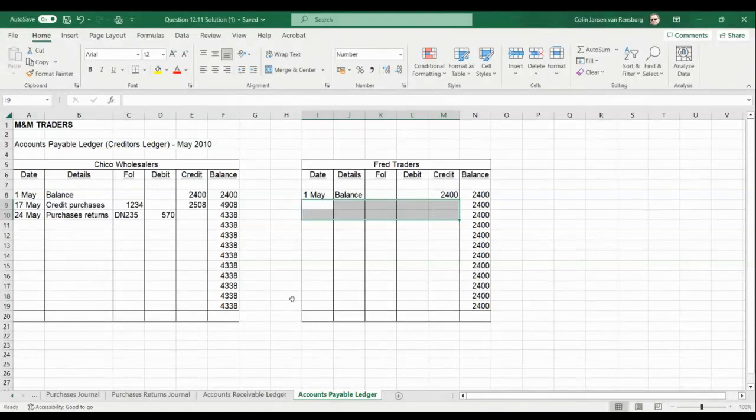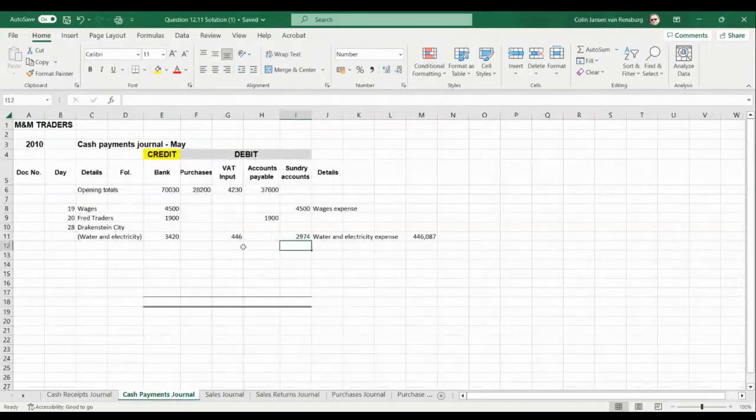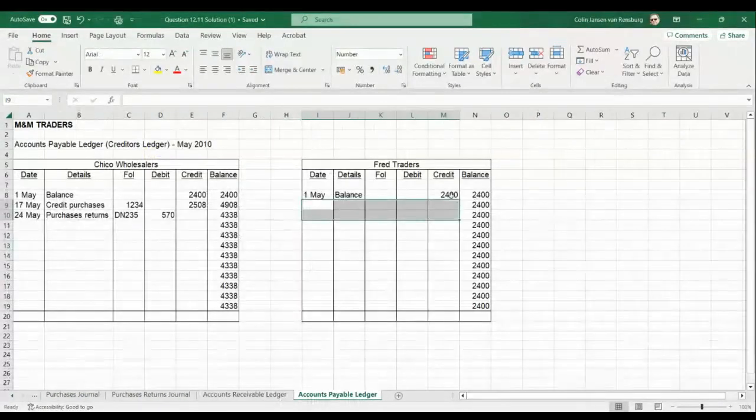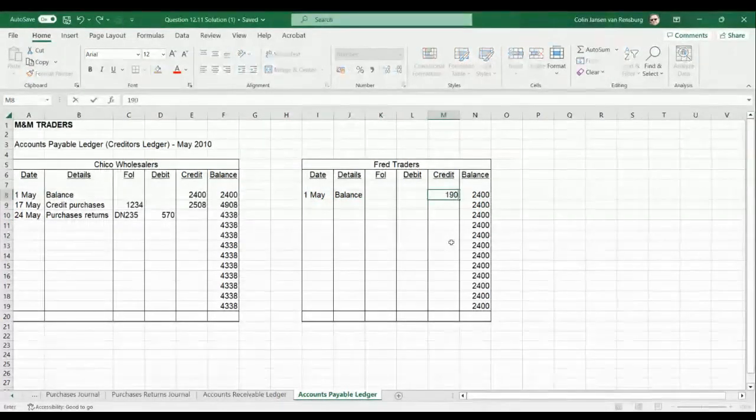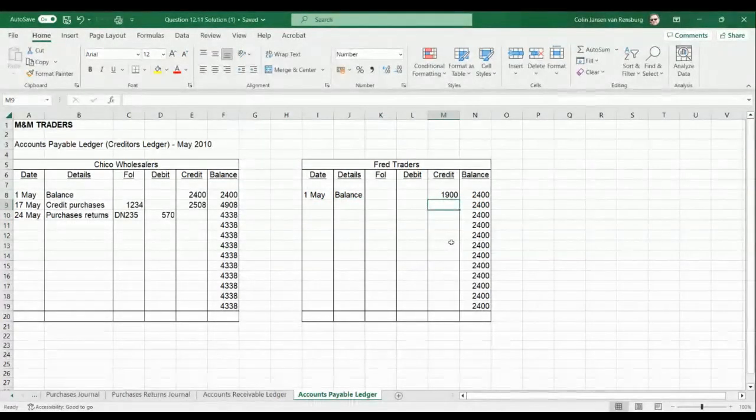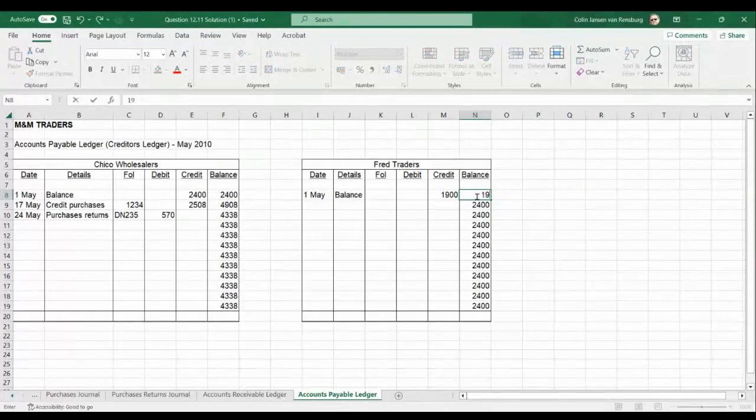Let's give them an opening balance equal to what we pay them, just for fun. Why not? So what did we pay them? Cash payments journal, 1,900. So let's say we paid our account in full, 1,900. Let us do that. So we owed them 1,900, right? So now we made a payment.